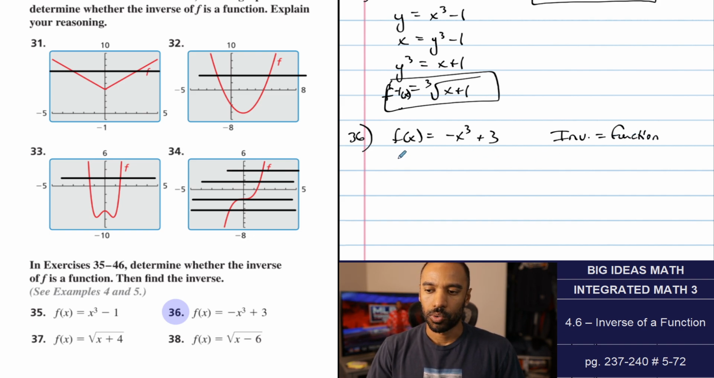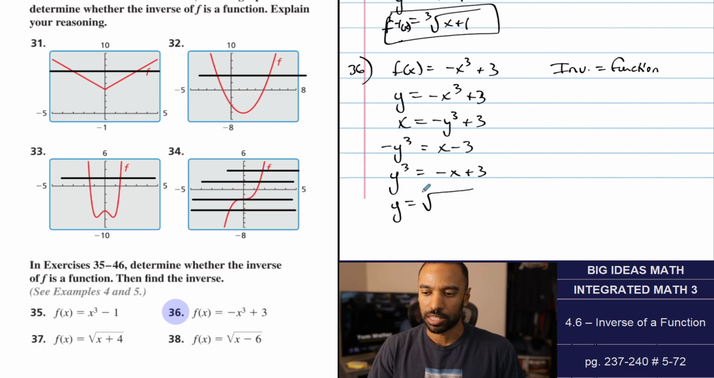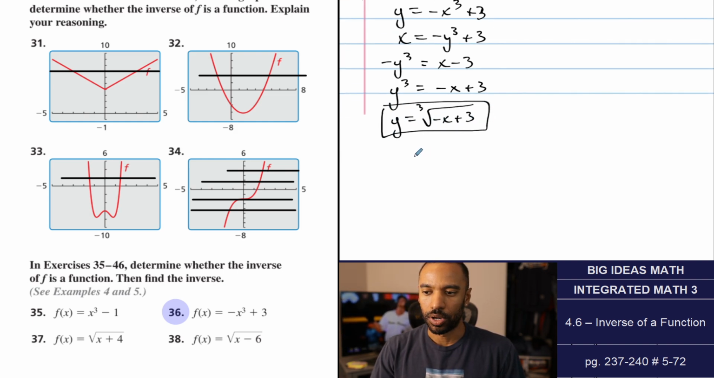Okay, so the inverse will happen by swapping x and y right here. We're going to subtract 3 from both sides. I'm going to start writing this on this side to begin with. X minus 3. So subtract 3. Divide by negative 1. Divide by negative 1 means swap these signs. And then take a cube root of both sides, and we get the cube root of negative x plus 3. Now, if you want to graph this thing, then you would leave it factored out.